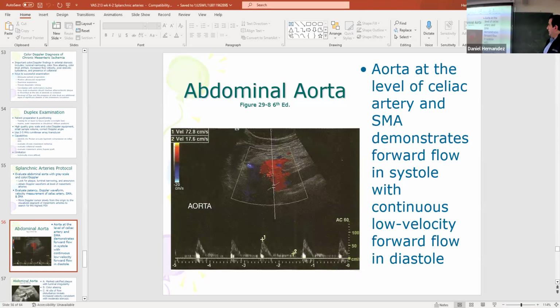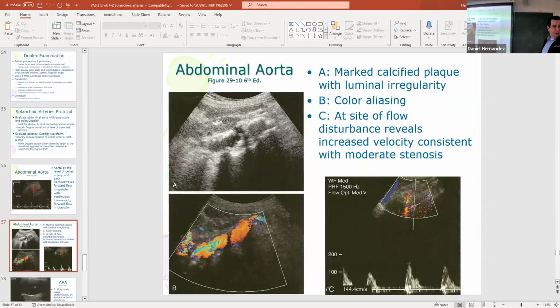So this is the aorta at the level of the celiac artery and SMA. With this, we have a highly calcified aorta. Here's your aorta in sagittal. You can see a lot of calcification, a lot of posterior shadowing. If you see an aorta like that, the likelihood is there's probably also atherosclerotic lesions affecting your splanchnic vessels as well.